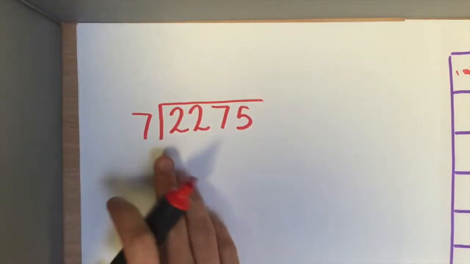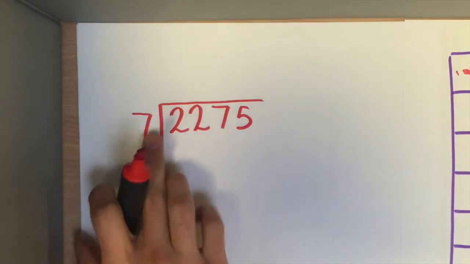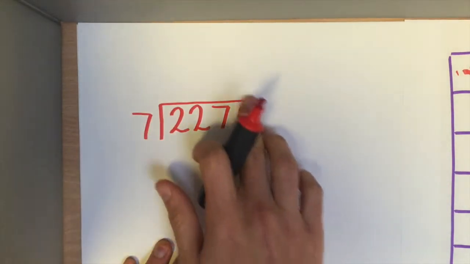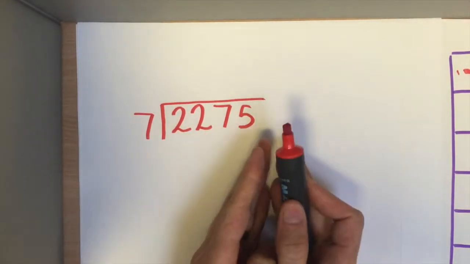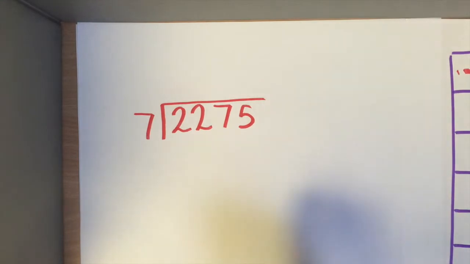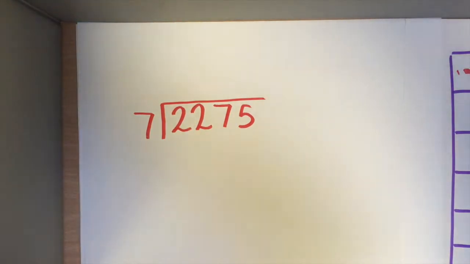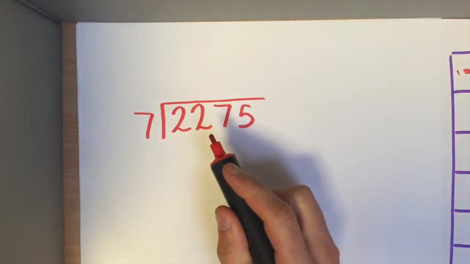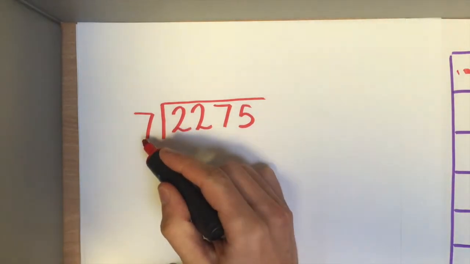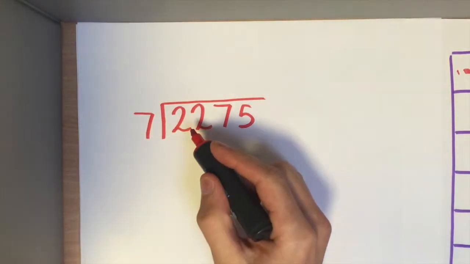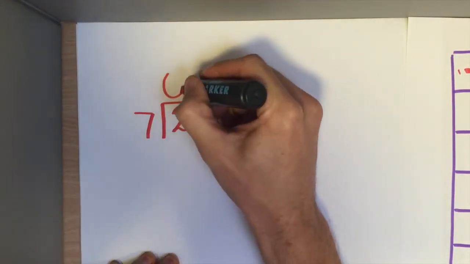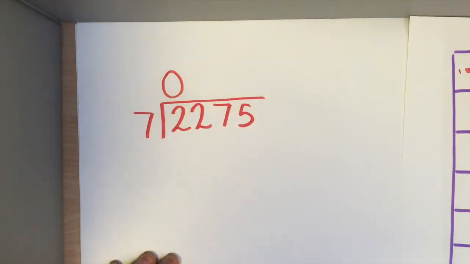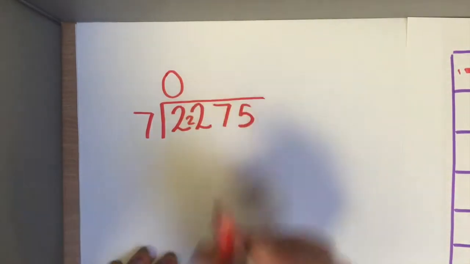For those of you who know how to do it, 7 is what we're dividing into, and 2,275 is what we're splitting apart into 7 equal pieces. Now we work not from our units first, but from our thousands. So let's start with our thousands. How many times does 7 go into 2? Well, 7 doesn't go into 2 at all, so that gives me a 0, and I'm going to carry that 2 over.